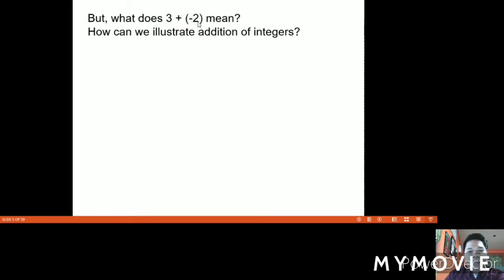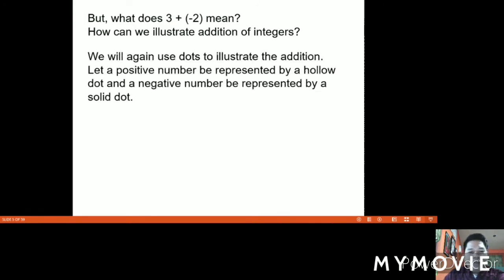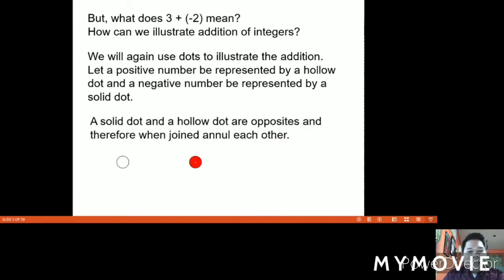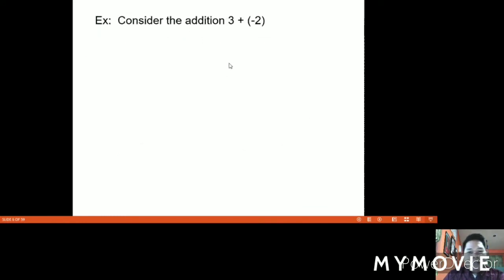But what does 3 plus negative 2 mean? How can we illustrate addition of integers? If they are not the same sign, we will again use dots to illustrate the addition. Let a positive number be represented by a hollow dot and a negative number be represented by a solid dot. A solid dot and a hollow dot are opposites and therefore when joined annul each other.